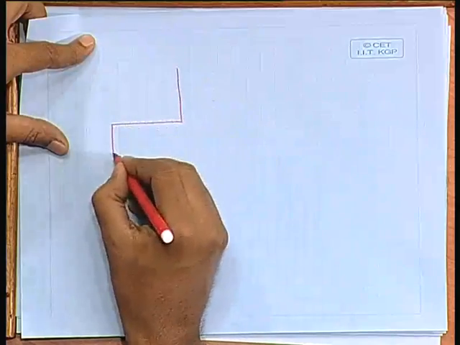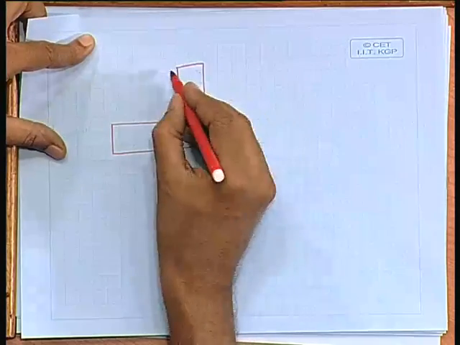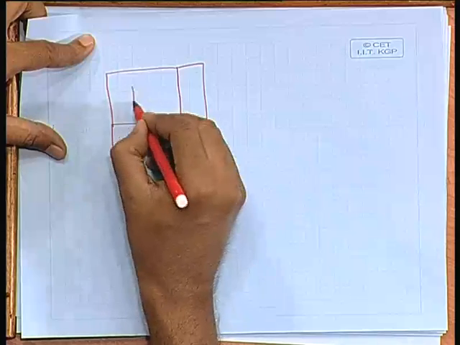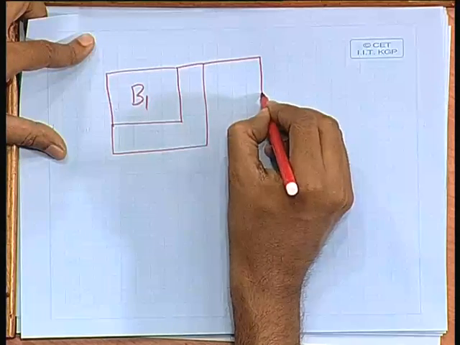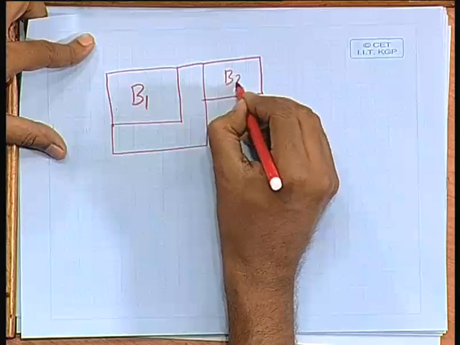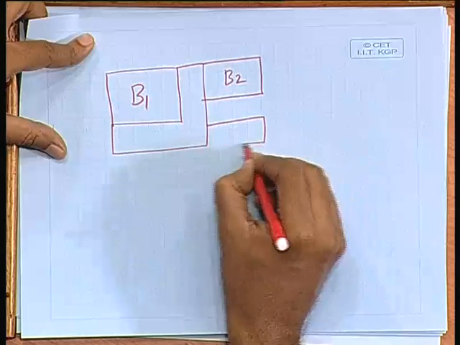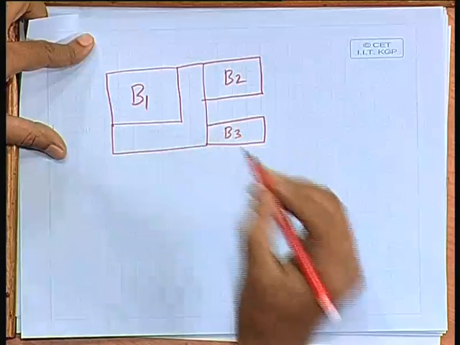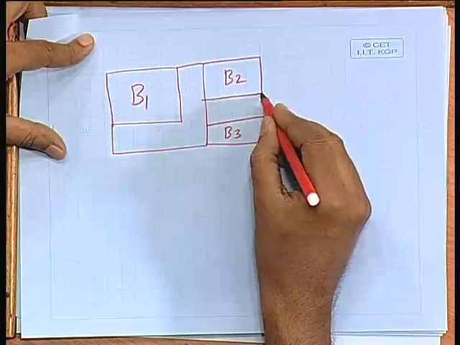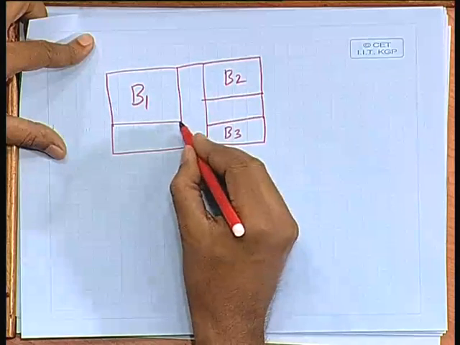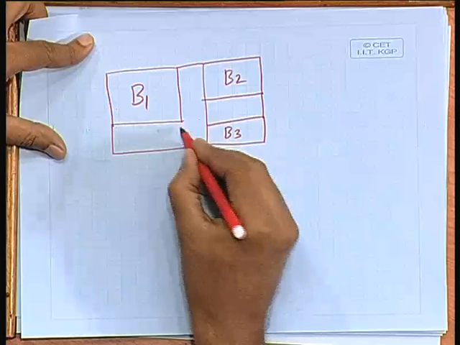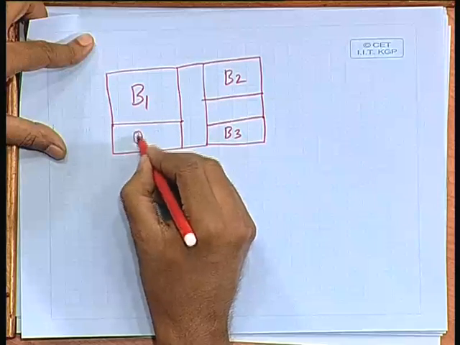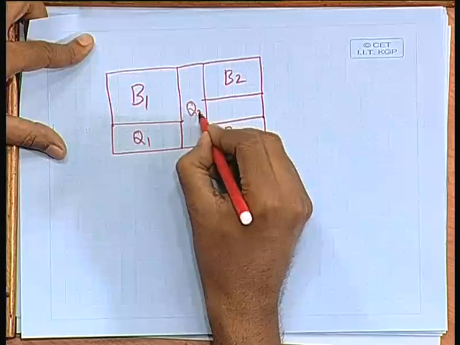Suppose you have a free space like this. This is a free space. There is one block out here, say this is B1. There is a block out here, B2. There is another block out here, B3. Say, now what you do? This is also free space. So you either divide it like this or divide it like this. It's up to you. Suppose I divide it like this. So this I call as Q1, this I call as Q2, this I call as Q3.